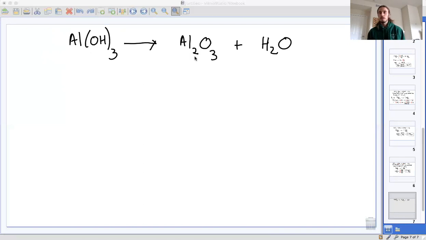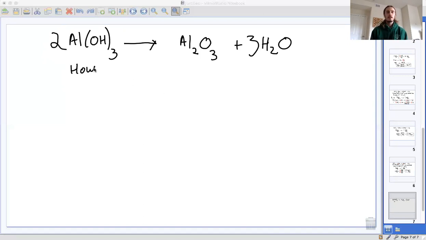There's 2 aluminums on the right. So let's put a 2 here. And that gives me 6 hydrogens. So let's put a 3 here. There's 6 O's and 6 O's. So we're good. And the question is, how many moles of water can be produced from 6 moles of aluminum hydroxide?